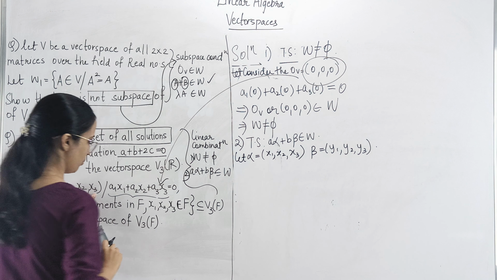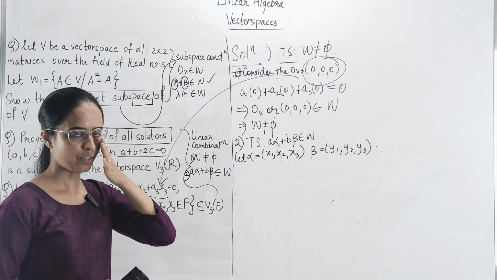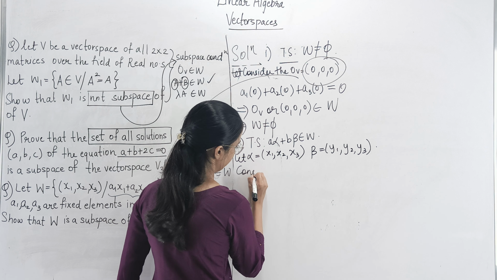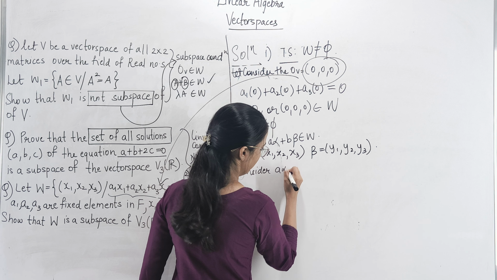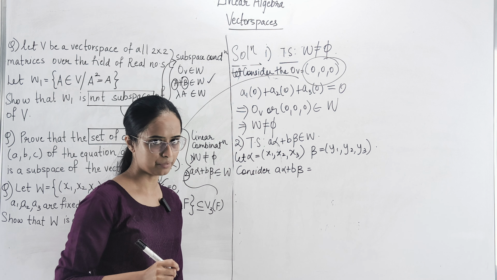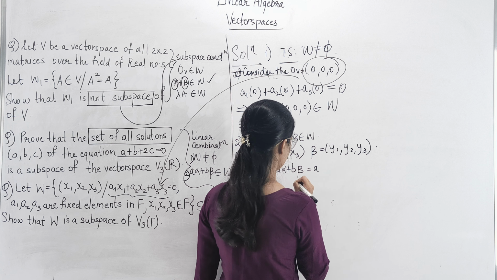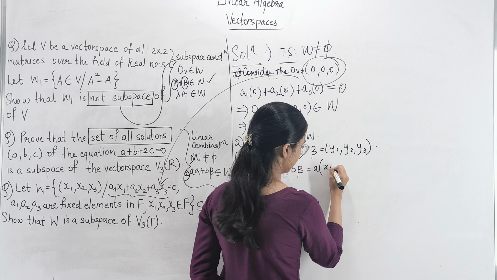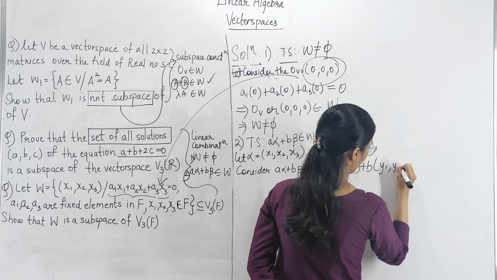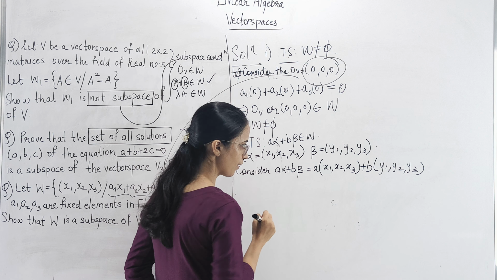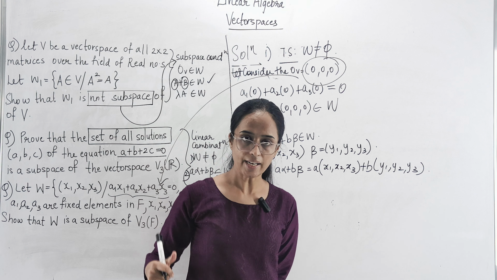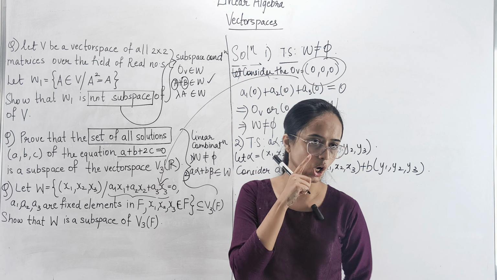ठीक है, ये वेक्टर्स हम लोग लेंगे x1, x2, x3, y1, y2 and y3. Now we are going to take the linear combination of it. So of course you are going to consider a alpha plus b beta is equal to, ये a और b हमारे फील्ड में से आते हैं, ये स्केलर्स हैं. So we will keep them as it is and I will write a(x1, x2, x3) plus b(y1, y2 and y3). Now let us simplify and bring this in the form of tuple again to check whether that tuple satisfies this condition or not.